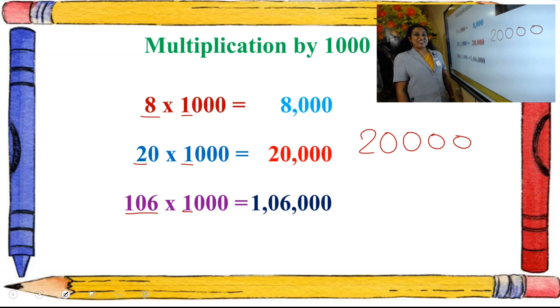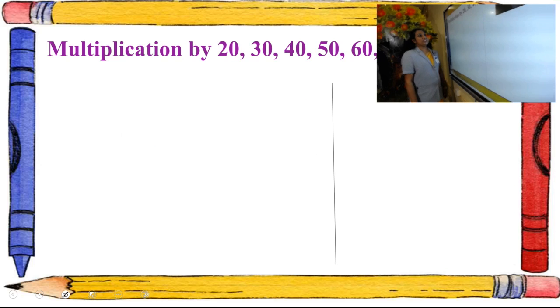1,06,000. Is it easy for you? Understood? Clear? No? We'll pass on to the next one. Next is multiplication by 20, 30, 40, 50, 60, 70, 80 and 90. How will you multiply by these numbers? So let us see a question.